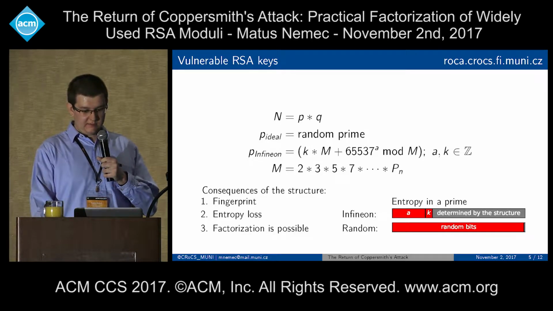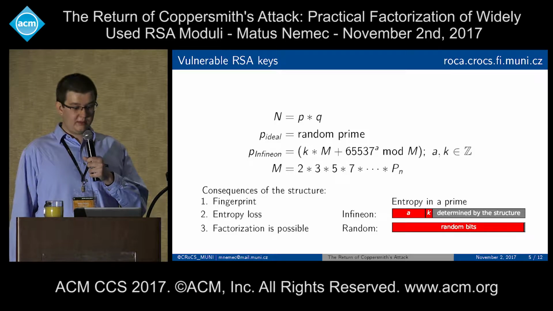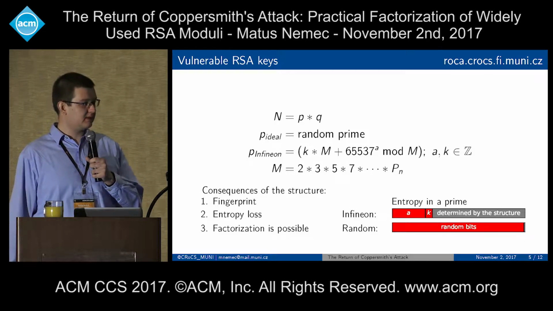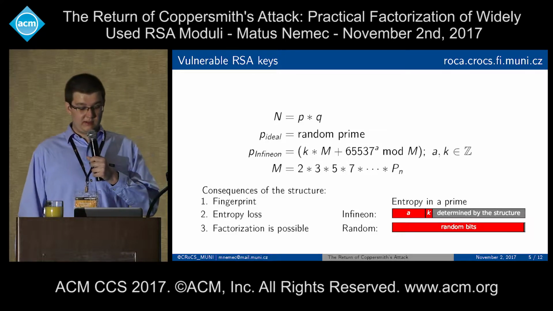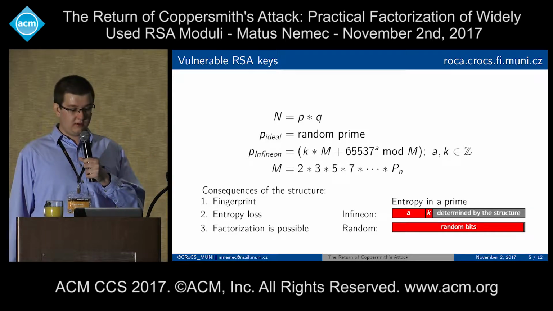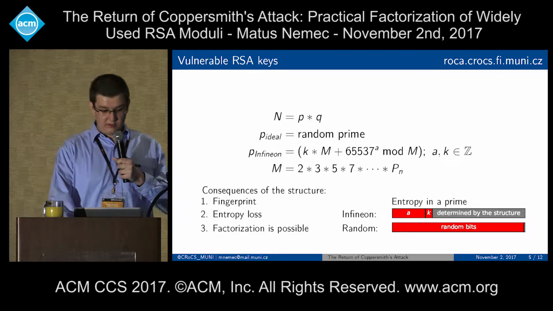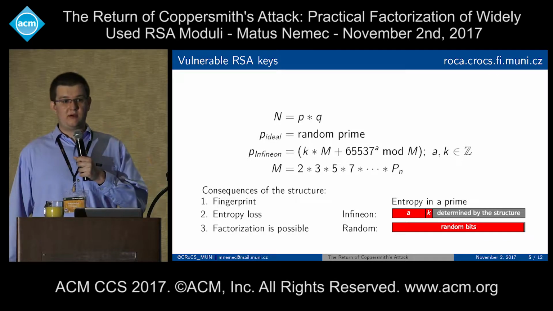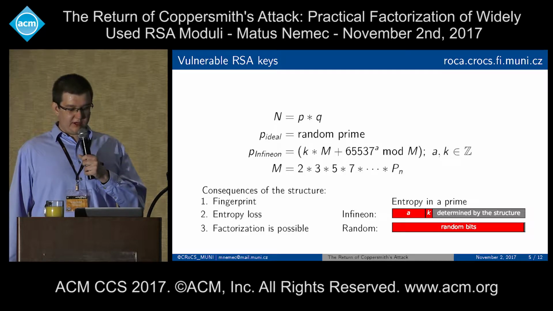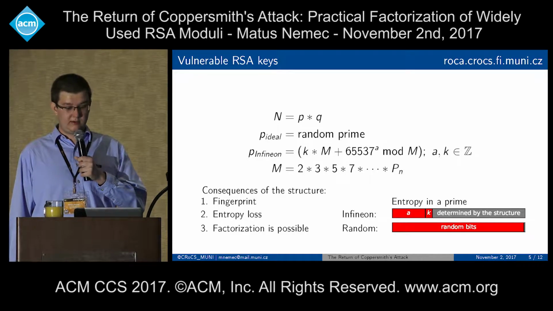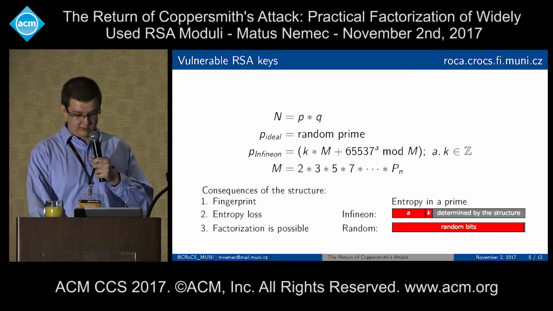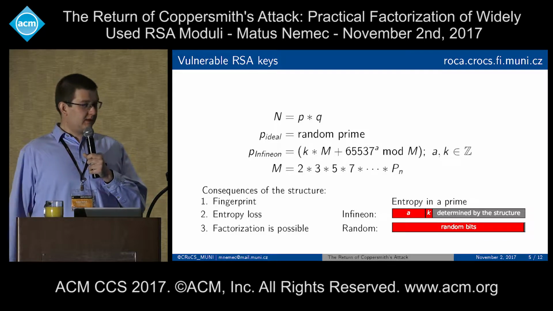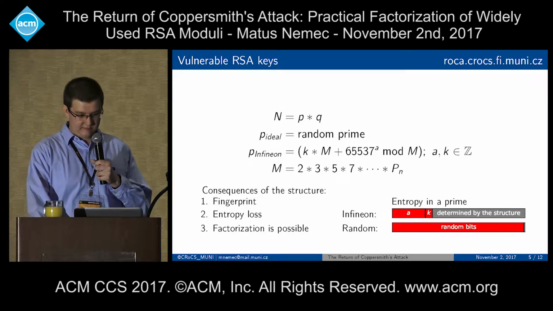Such as in the case of these cards, all the primes are generated with the following structure: K times M plus 65,537 to the power of A modulo M. M is a known constant, and it's a product of small consecutive primes. This means that only the values of A and K are chosen randomly, and all the primes differ only in these two values. This structure has several consequences.